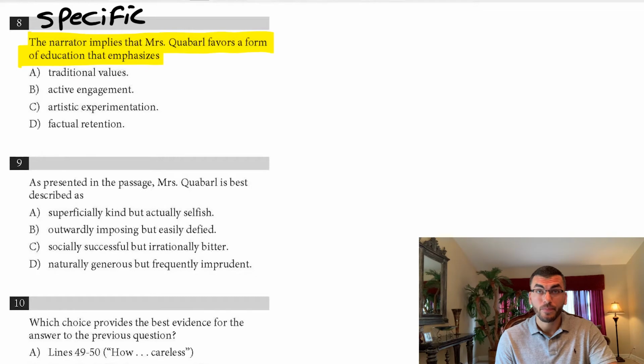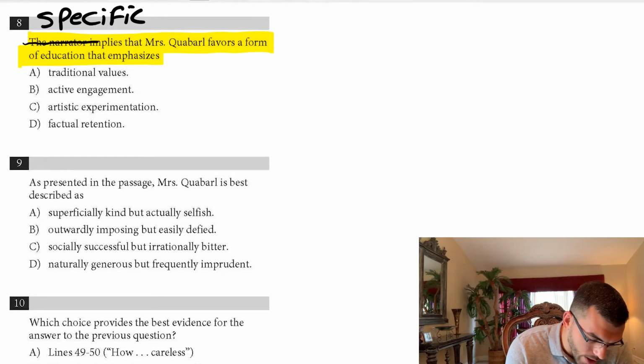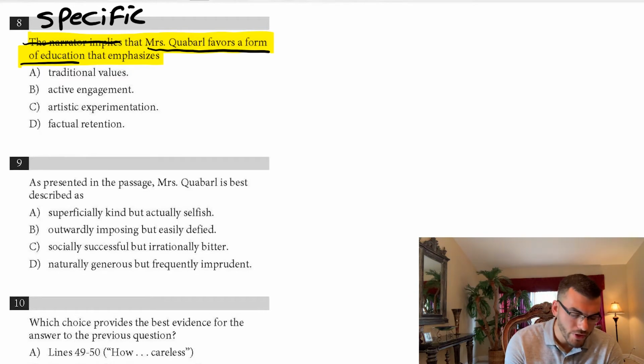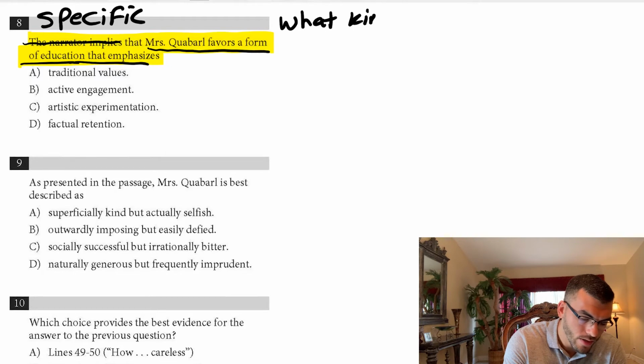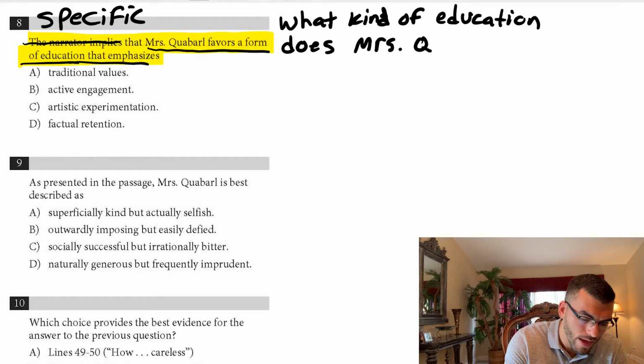What's the next thing that we do? We rephrase the question. The narrator implies that Mrs. Q favors a form of education that emphasizes, that's a mouthful. The narrator implies, no duh, the narrator implies. Mrs. Q favors a form of education. That's kind of the key part. What kind of education does she emphasize? So that's a good way we can rephrase this. What kind of education does Mrs. Q, always abbreviate, emphasize? Or you know what, we'll use a better word than emphasize. How about like or prefer? We'll do prefer.